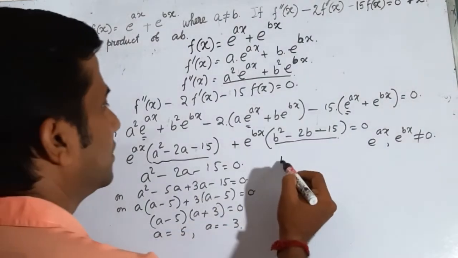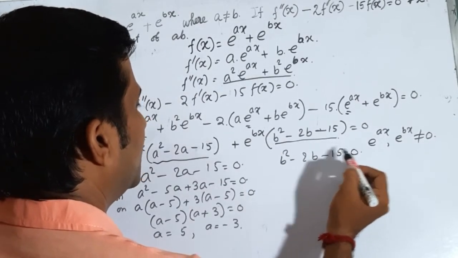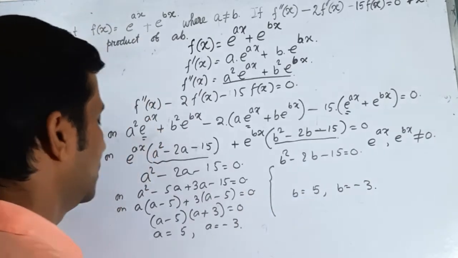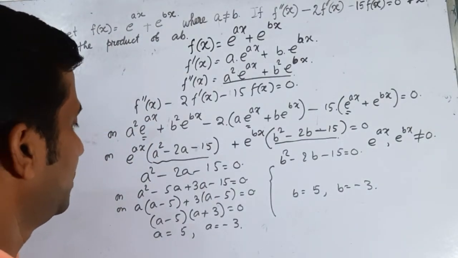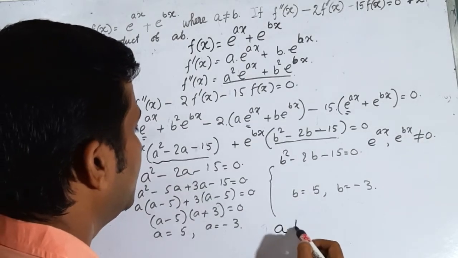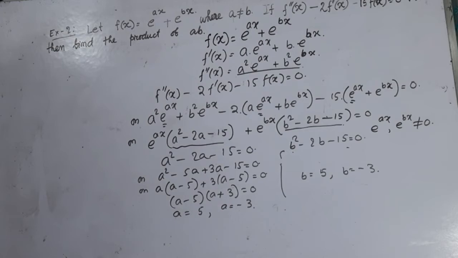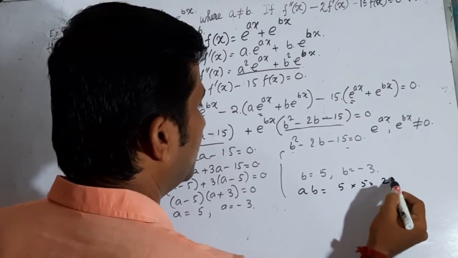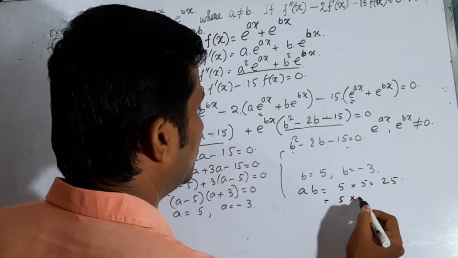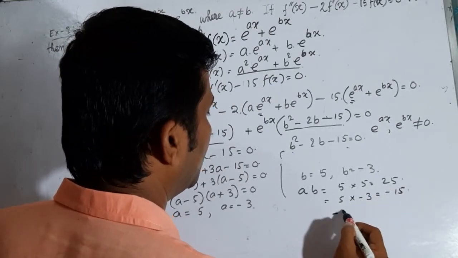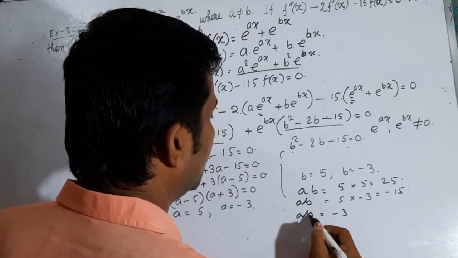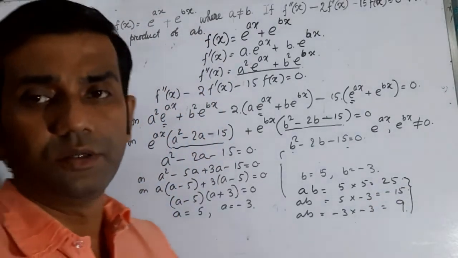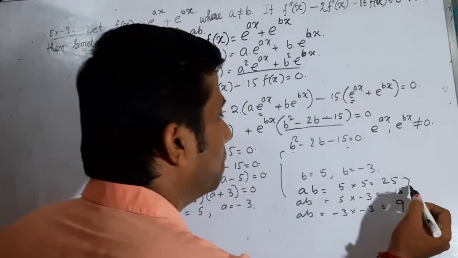Similarly, b square minus 2b minus 15 gives the same, b is equal to 5 or b is equal to minus 3. So your answer will be: ab will be 5 into 5, 25; 5 into minus 3, minus 15; or minus 3 into minus 3 is equal to 9. So among these three values, what will be the answer? Your answer will be minus 15.